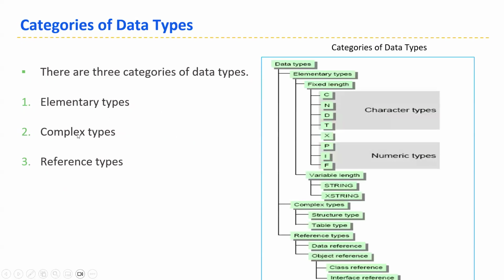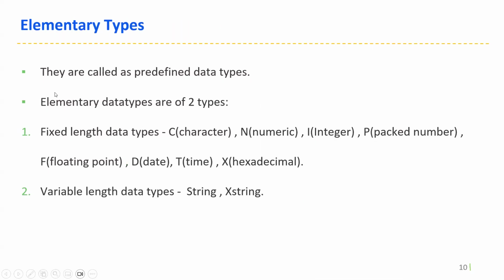So elementary data type, complex, reference. Right now we are seeing elementary data type. In elementary data type, it is again categorized into two types: fixed length and variable length. In the fixed length, we have character, numeric, integer, packed number, floating, date, time, hexadecimal. Coming to the variable length, we have string and xstring.